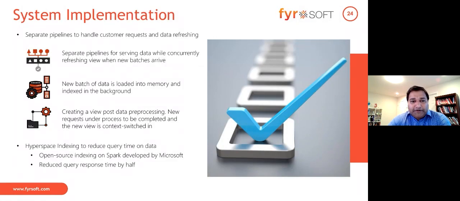So how did we implement it? There were separate pipelines serving concurrent refresh views as a new batch arrives, and we loaded the data in memory and indexed it in the background. We also created a view on the post-processed data, and as new data was coming in, we were processing it in the background.